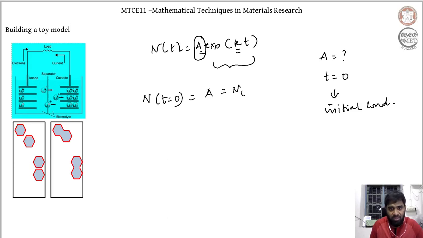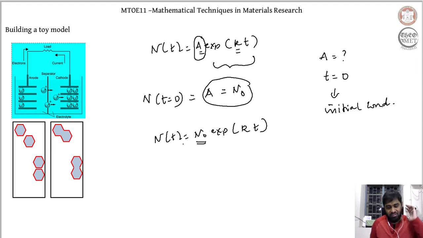This is nothing but my n naught, that is, the number of ions present at the initial state. So essentially my expression turns to n naught exponential kappa t. So n naught has physical significance to me. Now I'm able to relate one of my constants to my physical system.